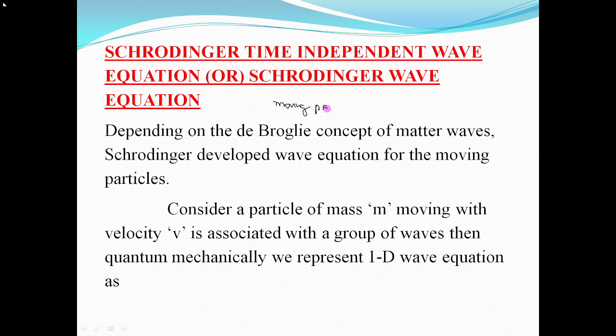So moving particles exhibit wave nature. If a moving particle is behaving like a wave, it should have a wave equation. This wave equation was developed by Schrodinger. So Schrodinger developed a wave equation for moving particles.